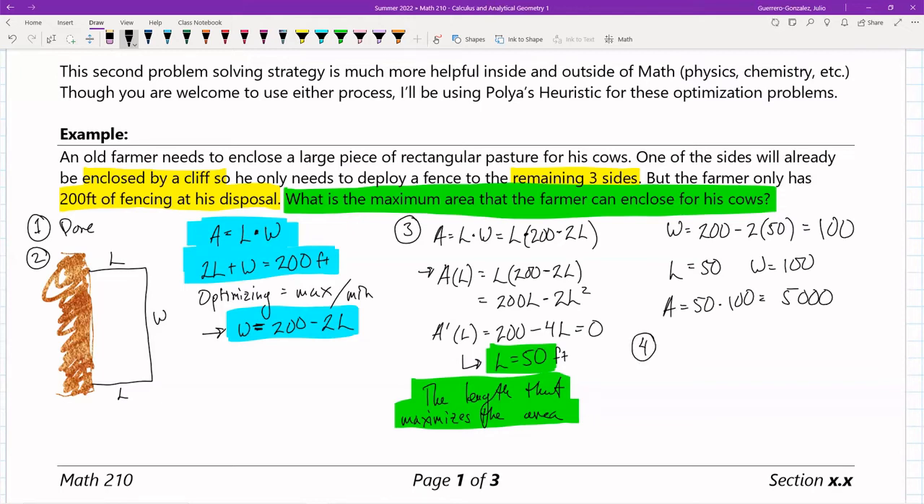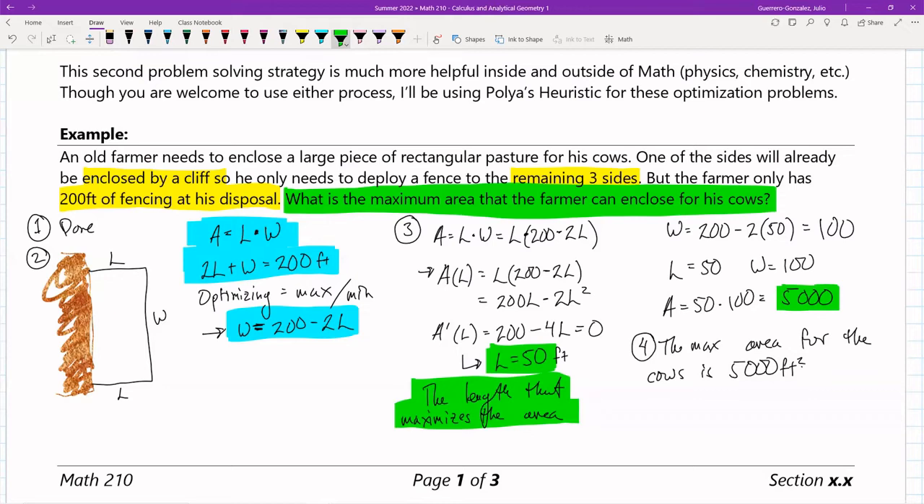Now we get to do our review and extend. So our answer now altogether is that the maximum area is 5,000 feet squared. And we got that from right here. Does that make sense?